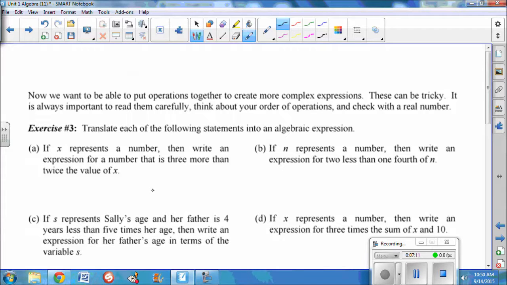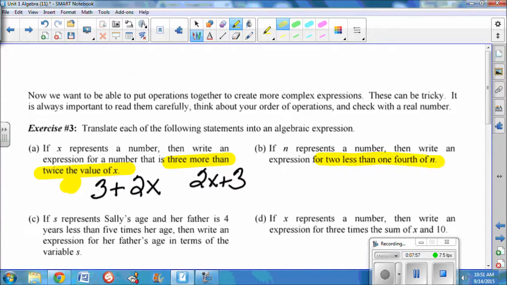If x represents a number, then write an expression for a number that is, so now we're including some more things, 3 more than twice the value of x. So I would say translate it word for word. 3 more than twice the value of x. Standard form says to put the x term first, so 2x plus 3. These are equivalent, they're the same, but standard form says always put your x term first, then your constant on the end.